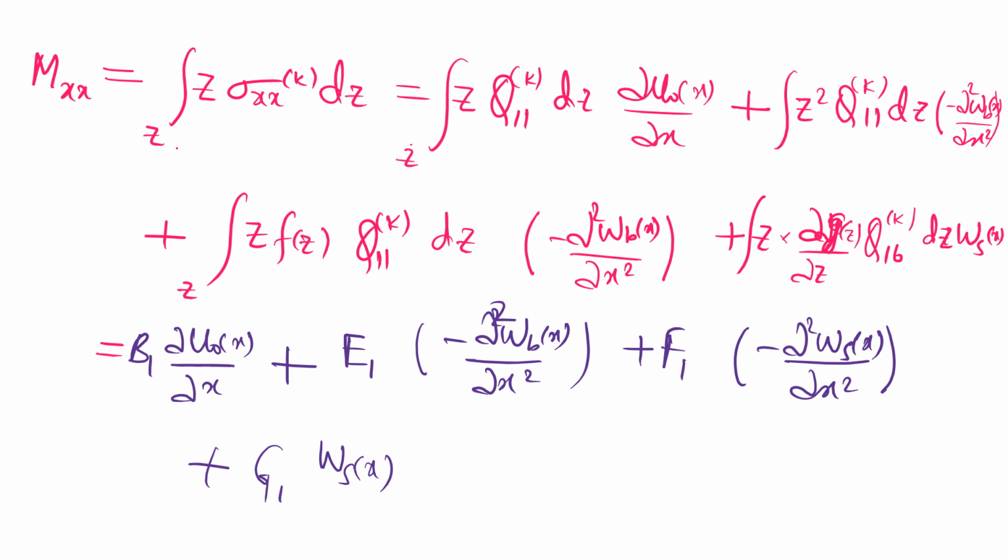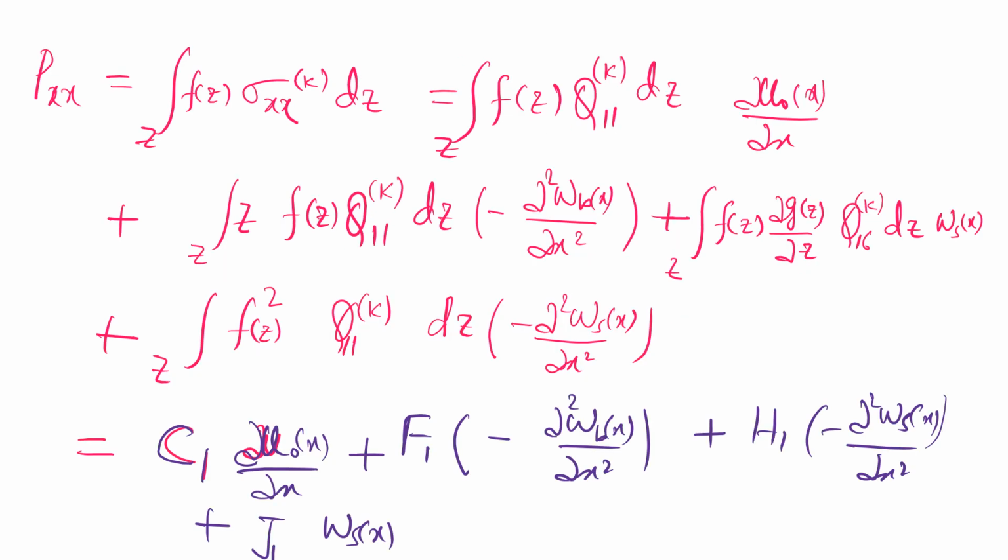Then in the same way, Mxx is just z into sigma xx dz. So we open all the terms, and we get B1 times this plus E1 times this plus F1 times this and G1 times this. Again, further, Pxx is f(z) times sigma xx, and again we expand in the same way. Okay, so we will get C1, F1, H1 and J1.